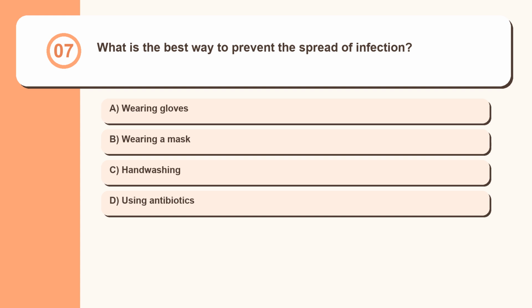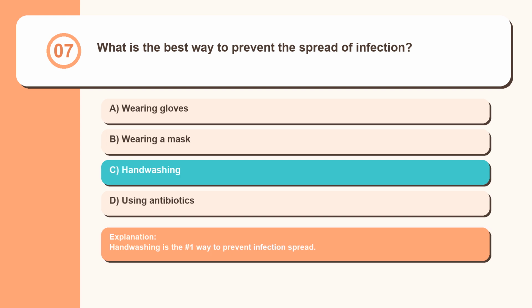Question 7. What is the best way to prevent the spread of infection? Wearing gloves. Wearing a mask. Hand washing. Using antibiotics. Hand washing is the number 1 way to prevent infection spread.